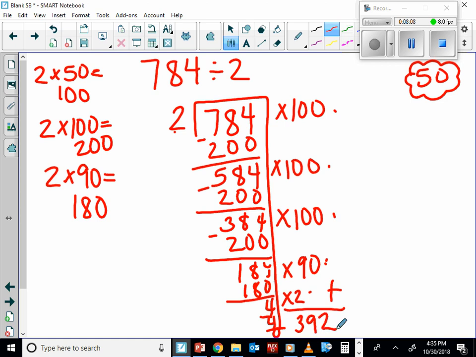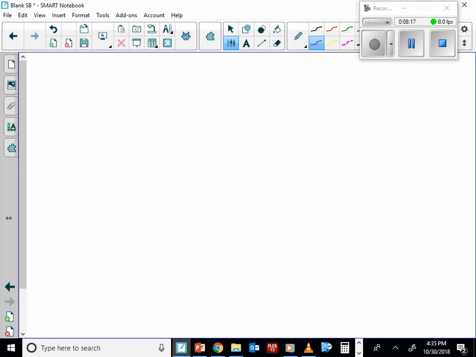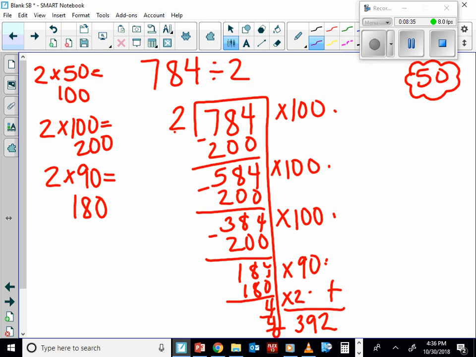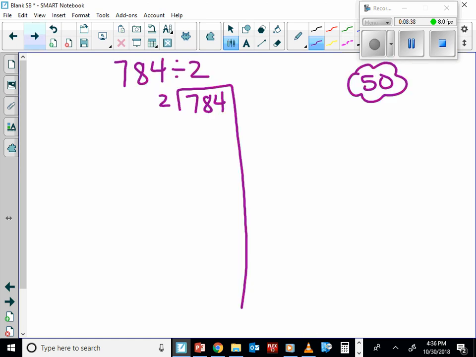Okay? Let me show you the same problem. I wish I'd done that to the side, but that's okay. Let me show you the same problem, and let's use it with some different numbers. So we have 784 divided by 2. Instead of using 100, like we did on this problem, let's use a bigger number. Maybe we realize that we can multiply by more.